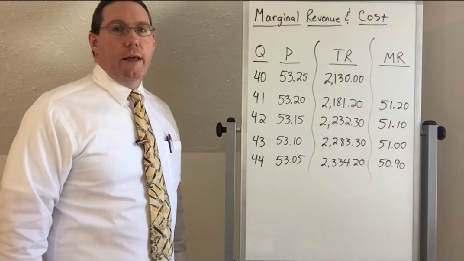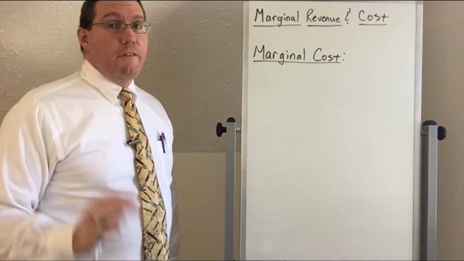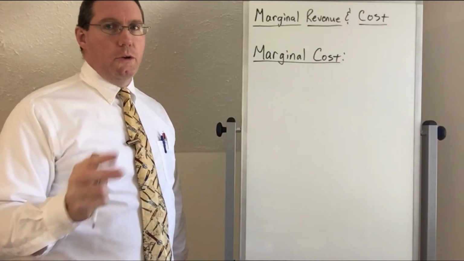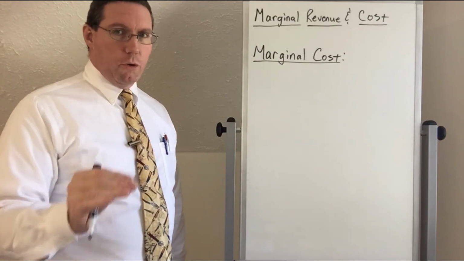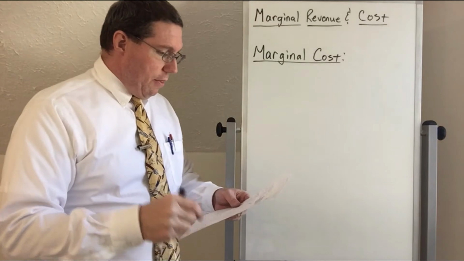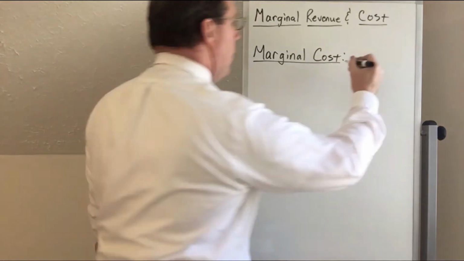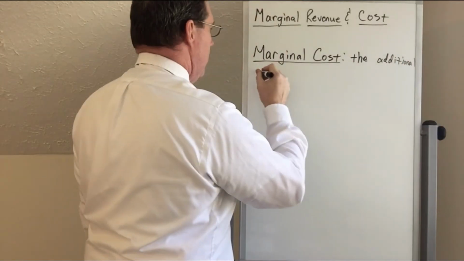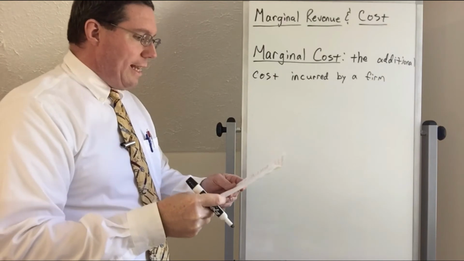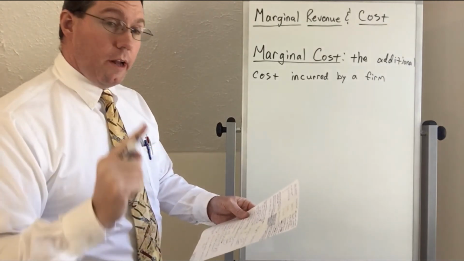Now let's go take a look at marginal cost. All right, now let's talk about marginal cost. If you understood marginal revenue, marginal cost is going to be a breeze. It's the exact same thing, only related to total cost, whereas marginal revenue was related to total revenue, okay? Marginal cost is the additional cost incurred by a firm when it produces and sells one more unit of a product.